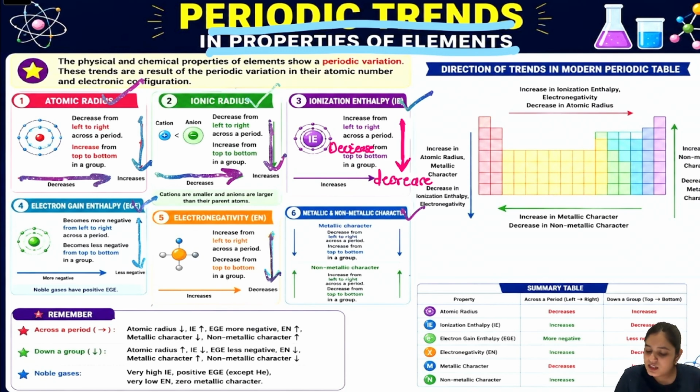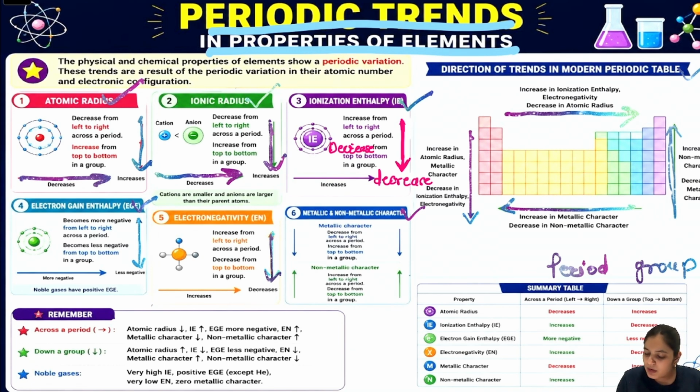Next is the direction of trends in the modern periodic table. If you observe the modern periodic table carefully, atomic radius increases toward the bottom left. The ionization enthalpy and electronegativity increase toward the top right. The metallic character increases toward the bottom left, and the non-metallic character increases toward the top right.